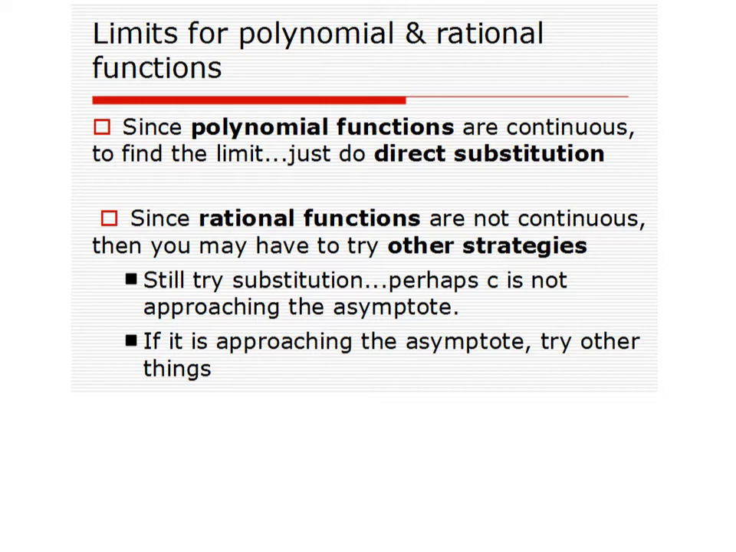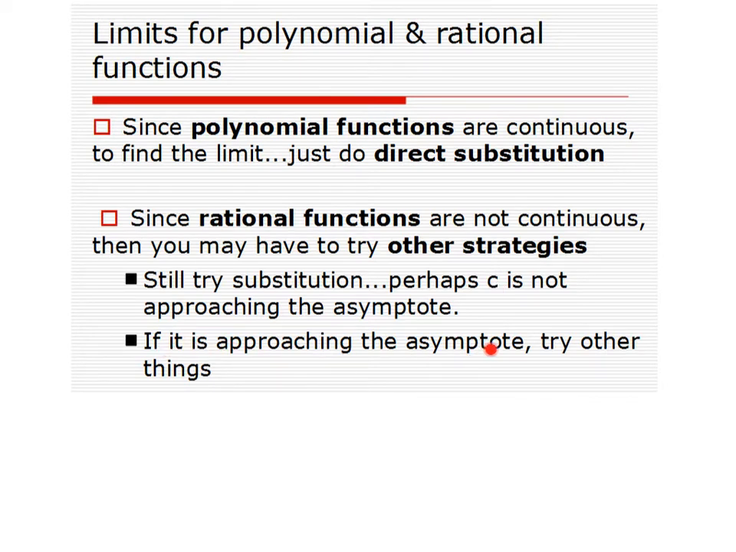Today we're going to look at, yeah, but what if it's not? Like, for instance, a rational function. They're not continuous. You may have to try some other strategies. So our first step is substitution, because maybe, just maybe, even if it was rational, the c isn't really approaching where the asymptote is. If it's approaching some other spot on the graph, that's fine. I don't care. I'll just go see what it's approaching. That asymptote doesn't ruin it for me unless that's what my c is approaching.